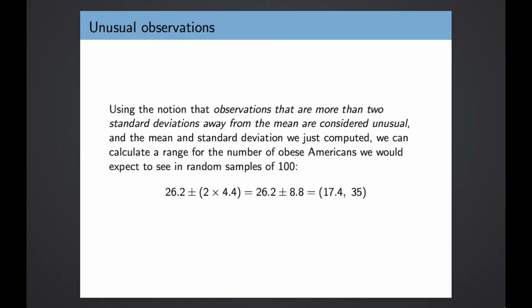So we're going to take the mean plus or minus 2 standard deviations. So 26.2 plus or minus 2 times 4.4. That's plus or minus 8.8. That gives us a range of 17.4 people to 35 people that we would not be surprised to see as the number of obese people in a random sample of 100 Americans.